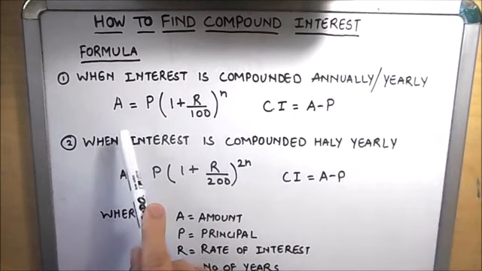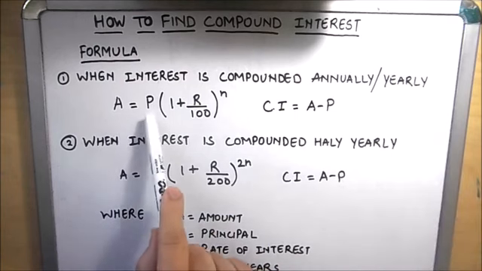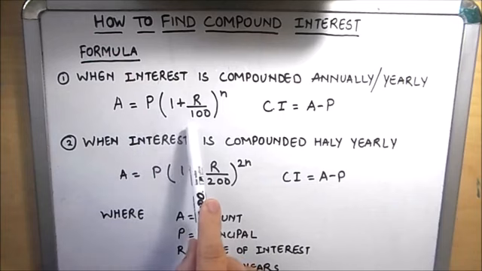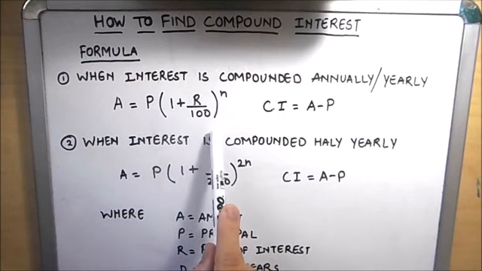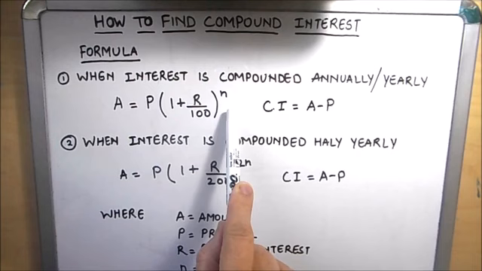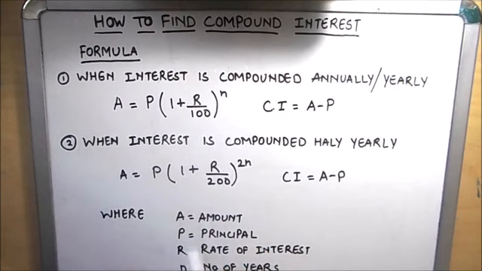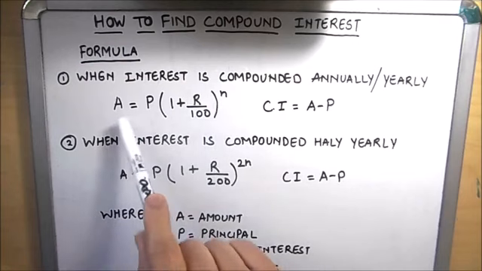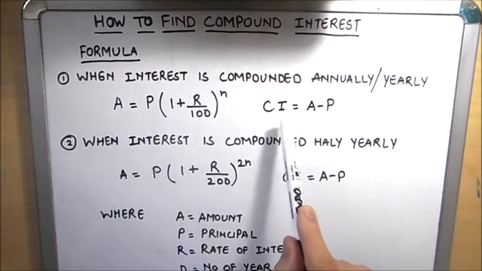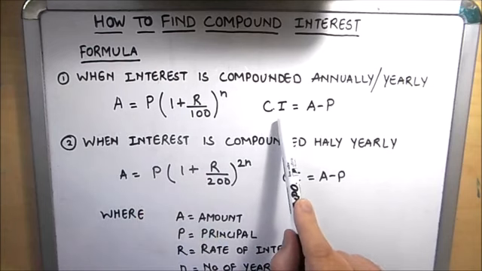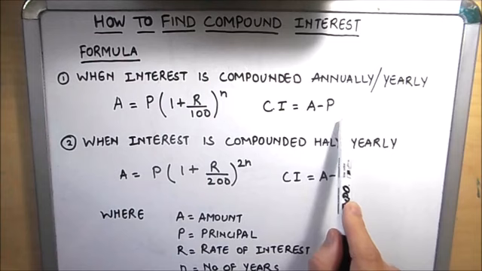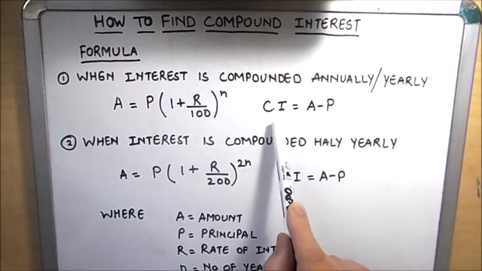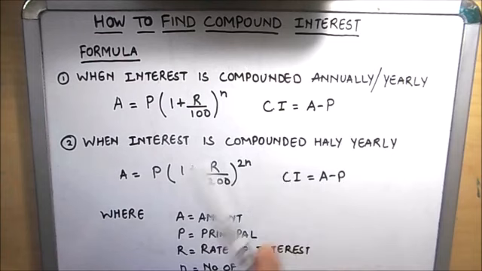The first formula is amount is equal to principal times (1 plus r over 100) whole raised to power n, where A is the amount, P is the principal, r is the rate of interest, and n is the number of years. Once we get the amount, we use the formula for compound interest, which is amount minus principal. So we'll get the compound interest.